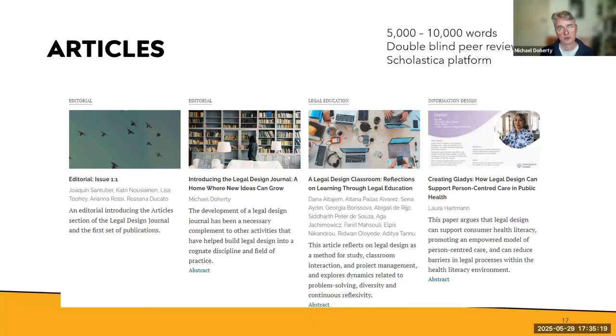We look for articles of between 5,000 and 10,000 words. We had a real debate about peer review. So double-blind peer review is the gold standard, of course, within the academic field, but it can be a really awful experience for people who write and submit their work for journals. So we did go for double-blind peer review on quality grounds, but we're consciously trying to make it a better experience for people.